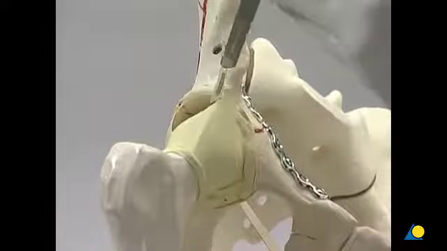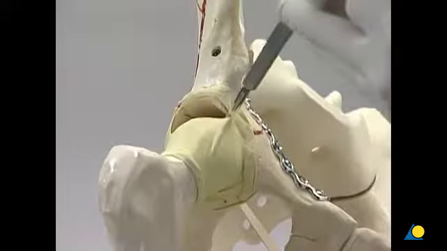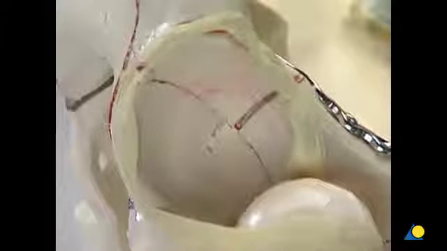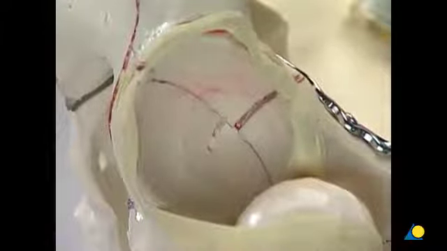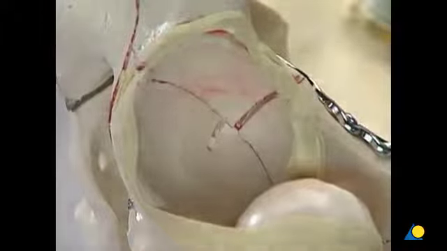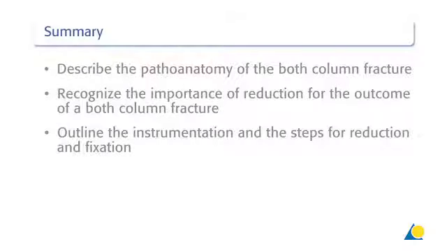Usually, under clinical conditions, the final reduction of the articular surface cannot be directly visualized. However, for this exercise, the hip capsule has been opened to allow direct visualization. You should now be able to describe the pathoanatomy of the both-column fracture, recognize the importance of reduction for the outcome of a both-column fracture, and outline the instrumentation and the steps for reduction and fixation.